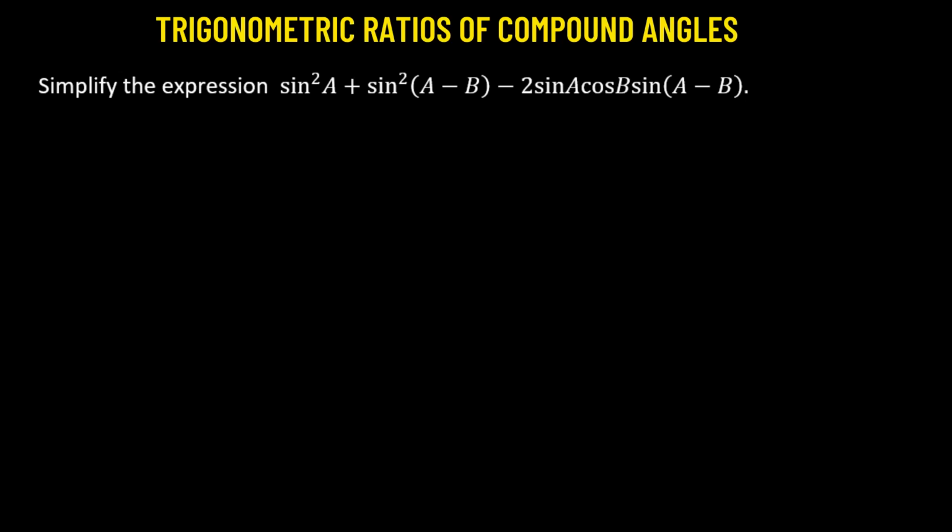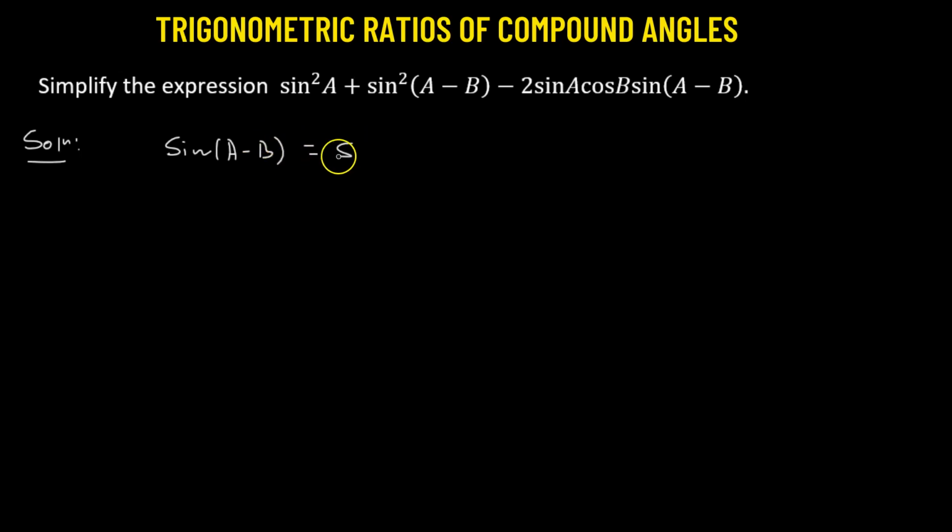So we need to simplify the given trigonometric expression, which is sine squared a plus sine squared of a minus b minus 2 times sine of a times cosine of b times sine of a minus b. Let us begin. Before simplifying it, first we will expand sine of angle a minus b.